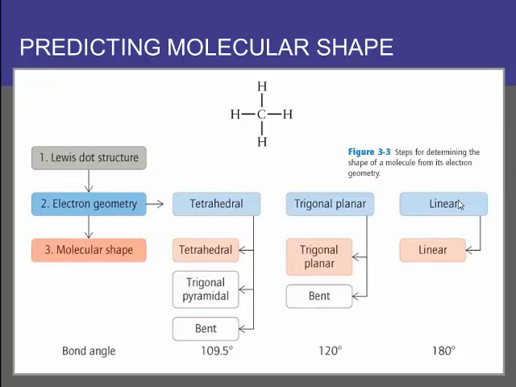So that's an easy one to distinguish. If it's linear electron geometry, it's also linear molecular shape. And then the bond angles in any of these three here that derive from tetrahedral molecular shape are all 109.5. The bond angles in the trigonal planar or the bent molecule are 120 degrees, and certainly the linear molecule has bond angles of 180.